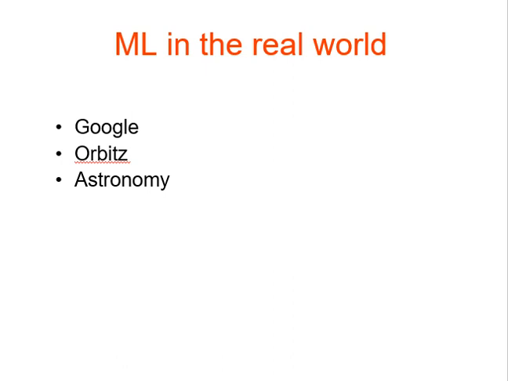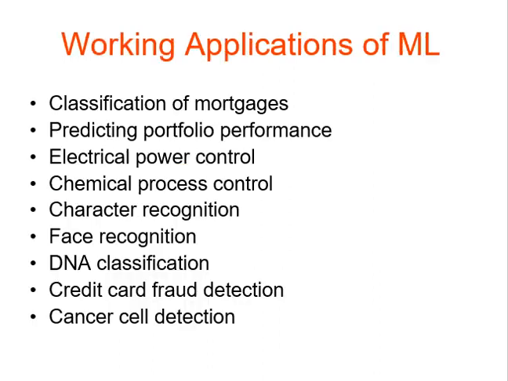We use machine learning in our day to day life even without knowing it, such as Google Maps, Google Assistant, and Alexa, which are common real world applications. So here we use Google Orbits, and it is used in astronomy. Let us see some of the working applications of ML.